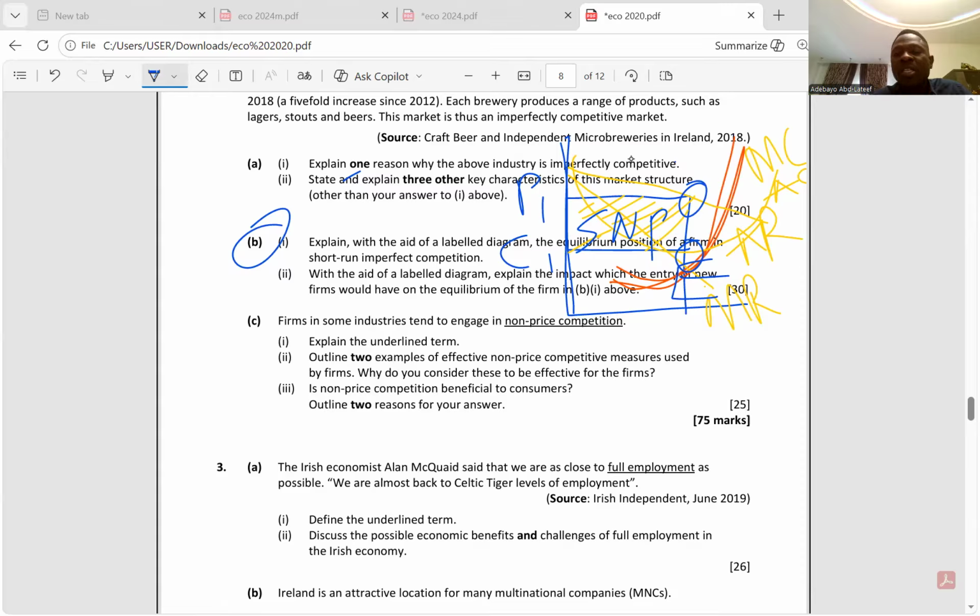But the firm is not producing at the minimum of its AC. The minimum of the AC is at this point. So there is waste of resources. So this is how to draw a graph representing a firm in an imperfect competition in the short run.